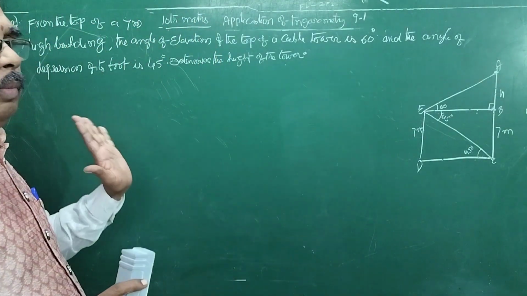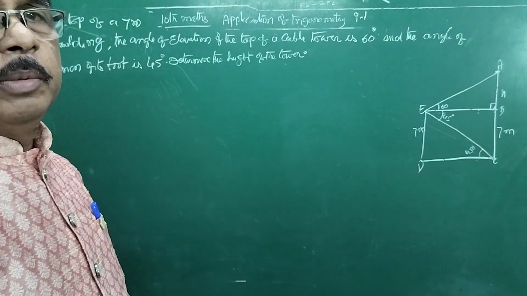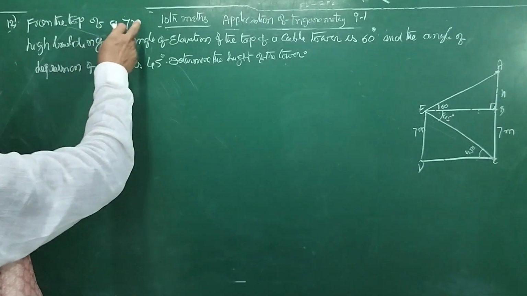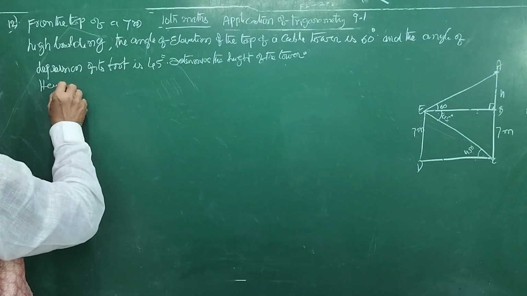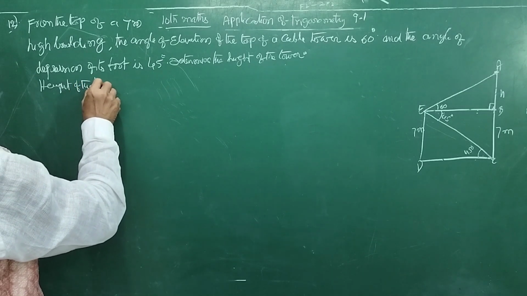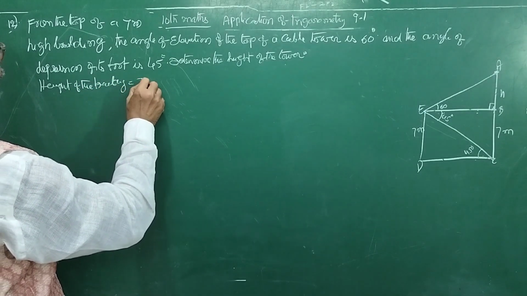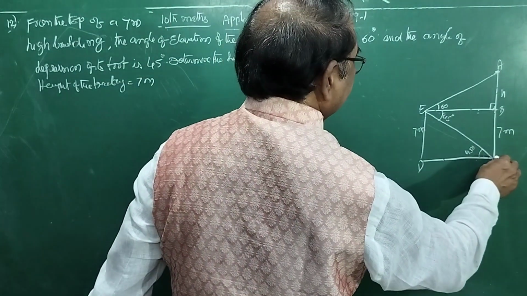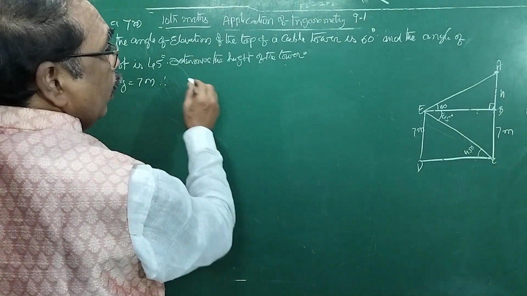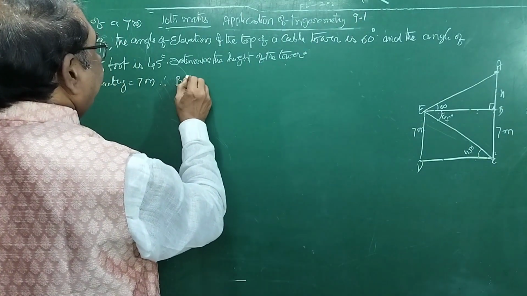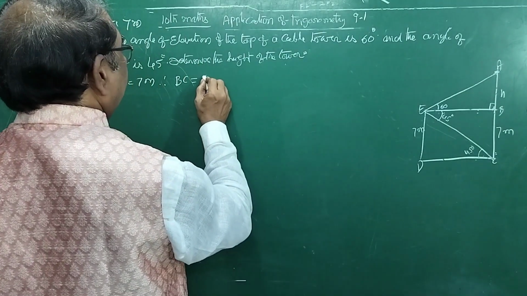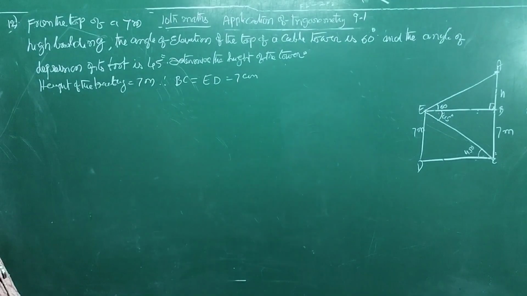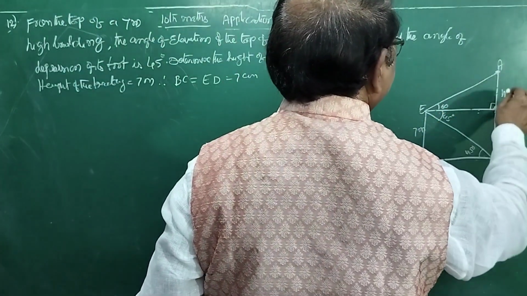Next we have to describe the problem. What is a description? A description is nothing but clearly writing the given problem step by step. Height of the building first, building 7 meters. Alright, it is 7 meters. That means this is 7 meters, so this is also 7 meters. Therefore, BC equals ED, that is 7 meters. Isn't it? Alright. Now, how much is AB?